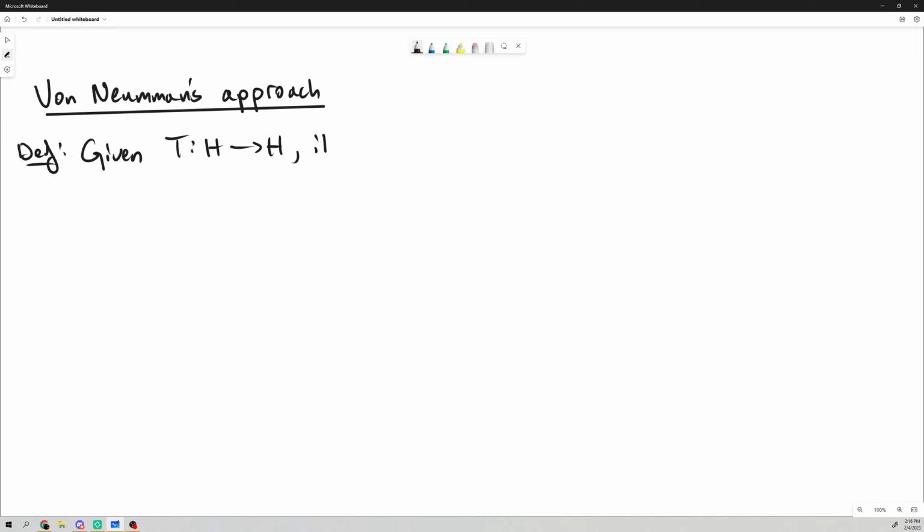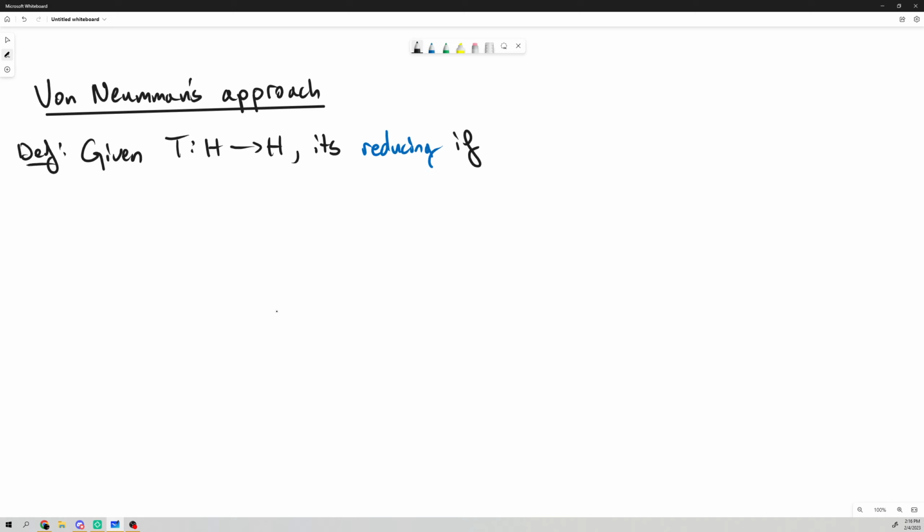It's reducing if we just have two inclusions. If I apply T to E, the image of E under T is a subset of E, and the image of the adjoint of T applied to E is a subset of E. We'll talk about what the adjoint is in a second, just very loosely. So it's reducing if it's invariant under T and its adjoint.